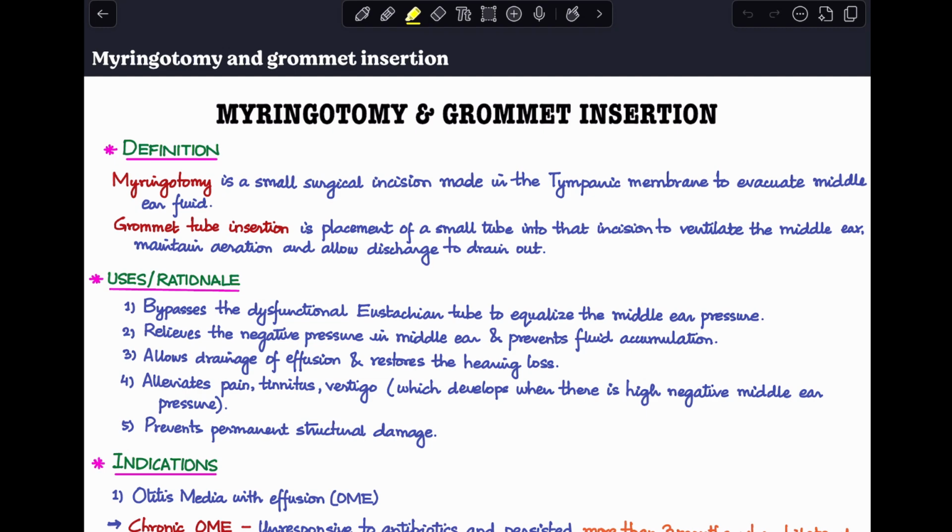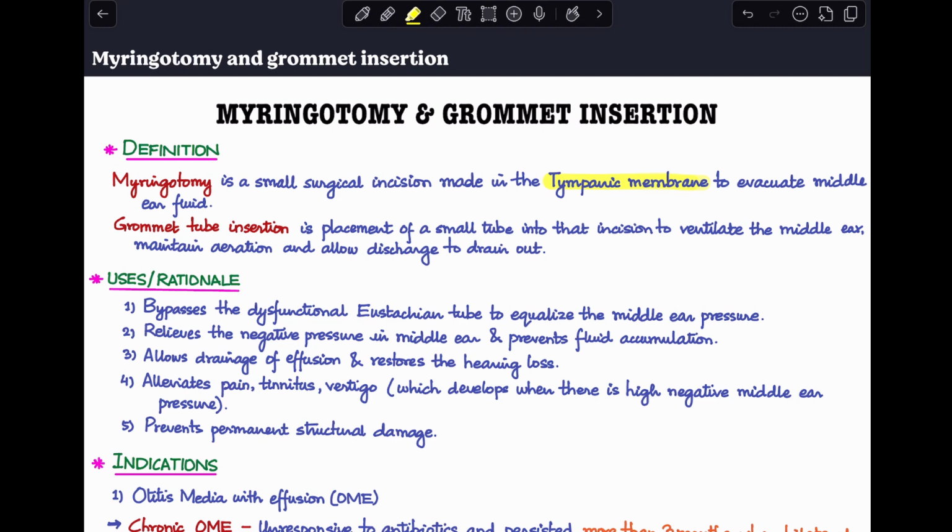Okay, let's get started. So, what is myringotomy? Myringotomy is when we are making a very small surgical incision in the tympanic membrane to evacuate the middle ear fluid. And we combine this procedure a lot of the times with Grommet insertion.